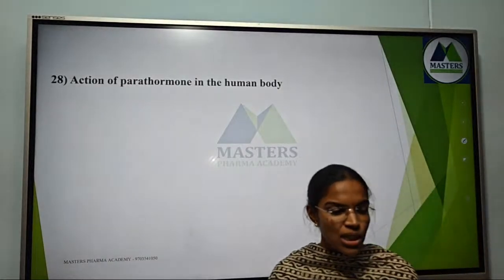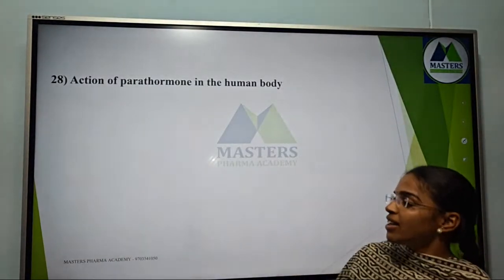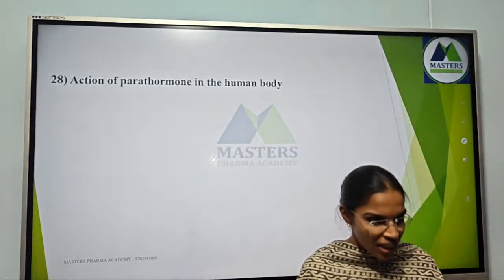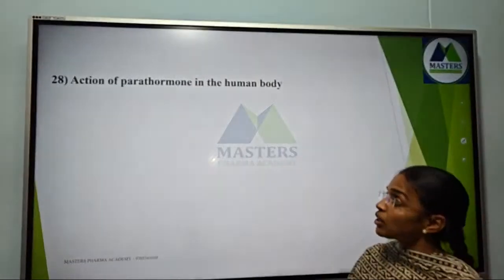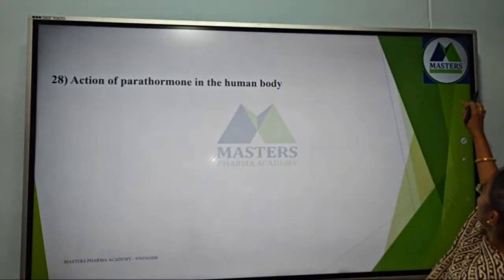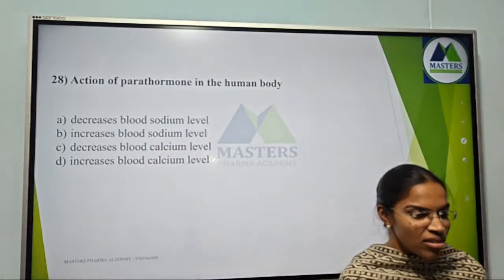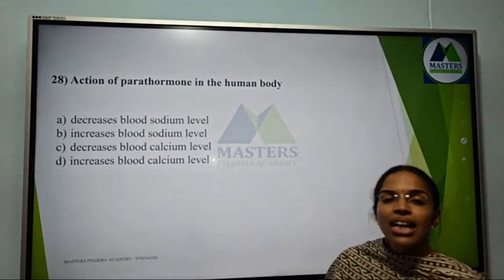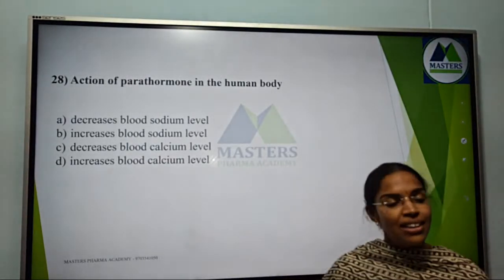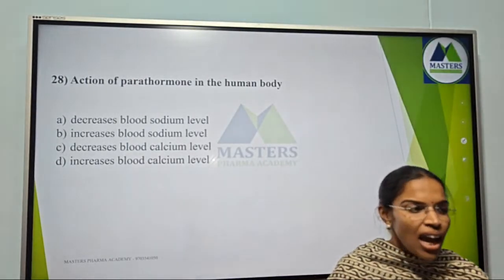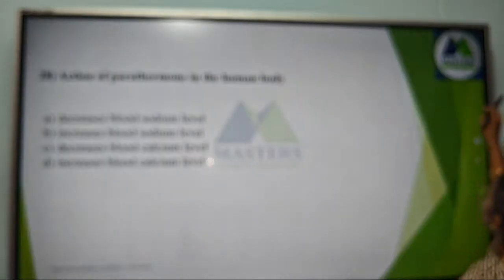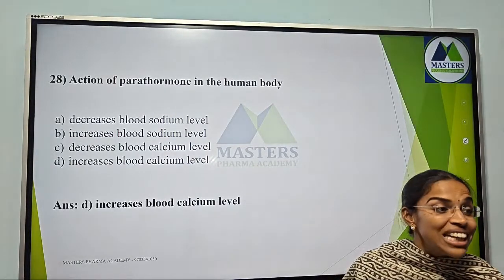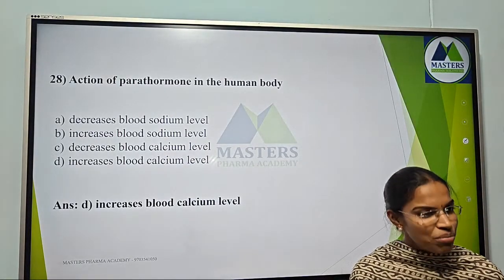Okay, and next question, very important question. Action of parathormone in the human body. The options are decreases blood sodium level, increases blood sodium level, decreases blood calcium, and increases blood calcium. What's the right answer? Parathormone increases the blood calcium level.